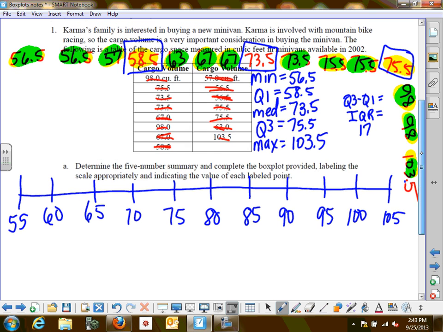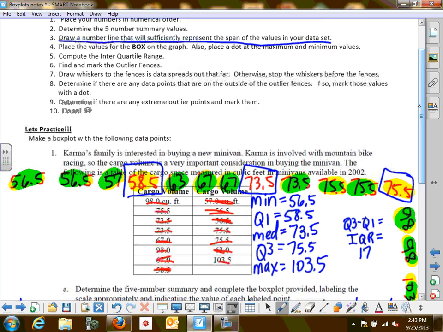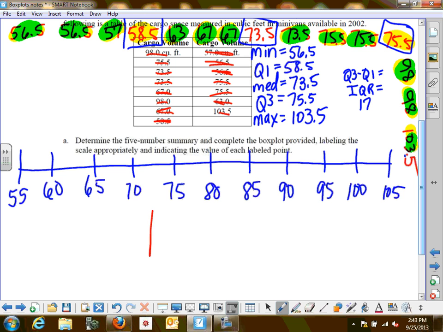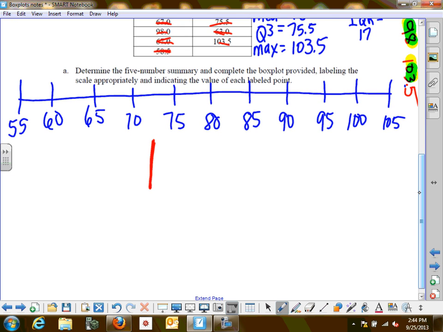All right, so the next step, I really would start with the middle. Let's place the values of the box. So the median and then the Q1 and Q3. So there we go. Our median is 73.5. That's probably about right here. Do not place this on top of your number line. You're going to have too much stuff going on. So let's draw this above or below your number line, not on top of it. Okay, Q1 was at 58.5.